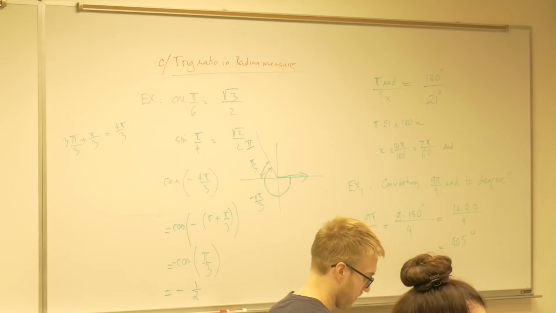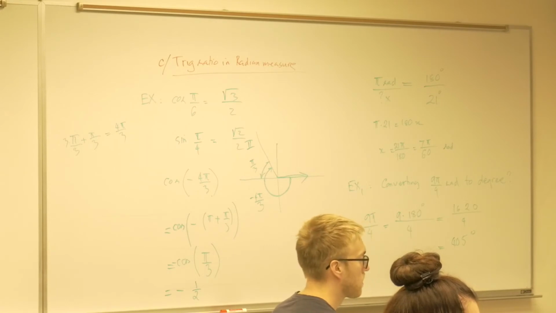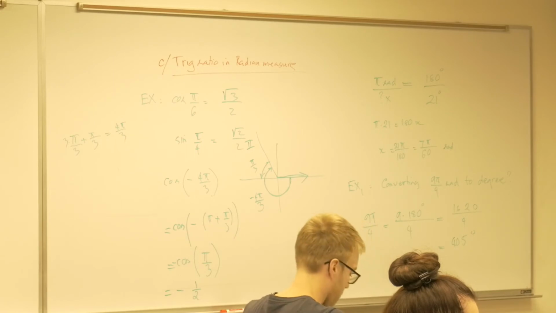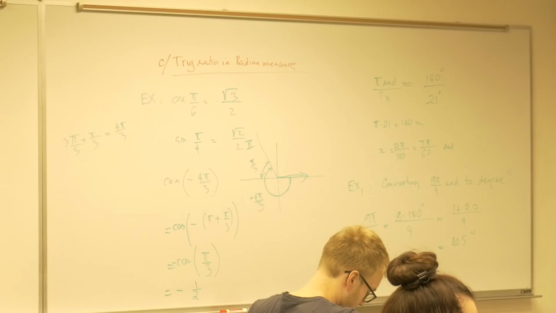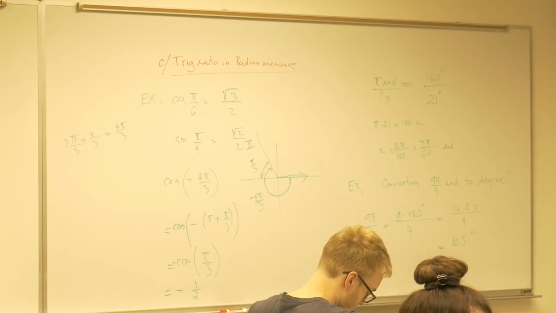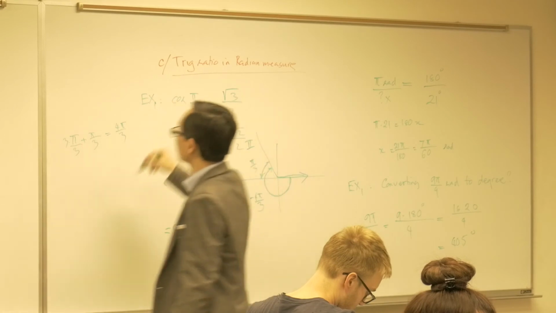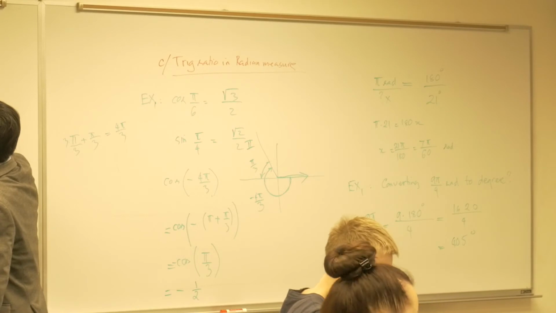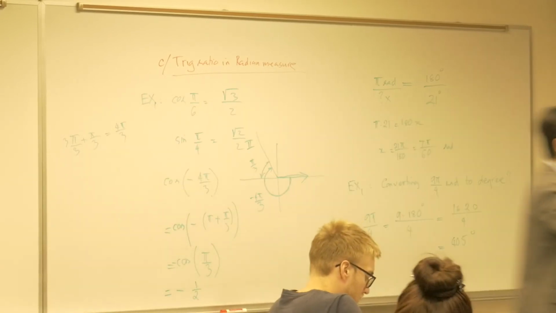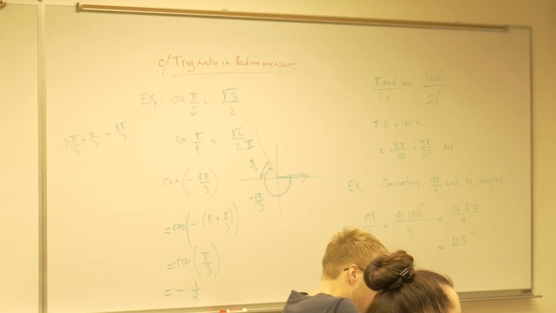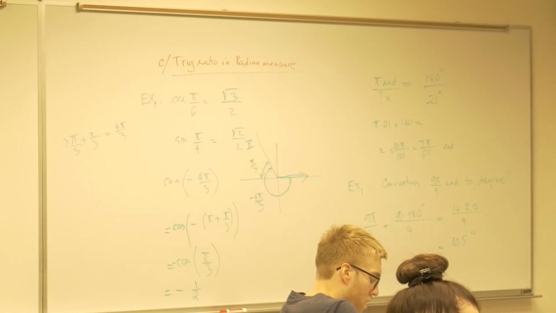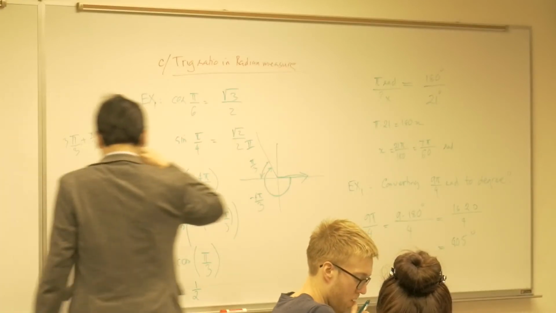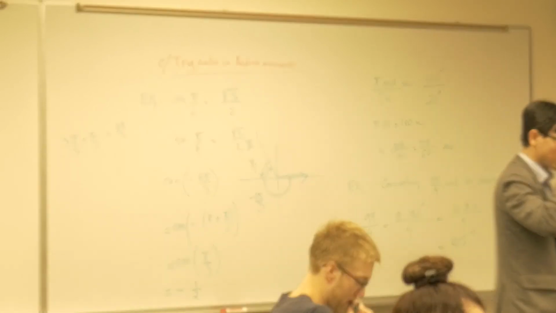Let's see. How about this? This is an interesting one right here. I want to calculate cosine. So this is the second example. I want to calculate cosine of 13 pi over 6. Okay, how do we do this?